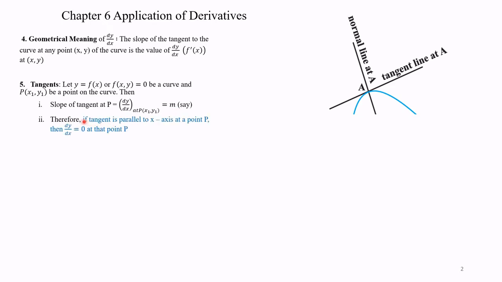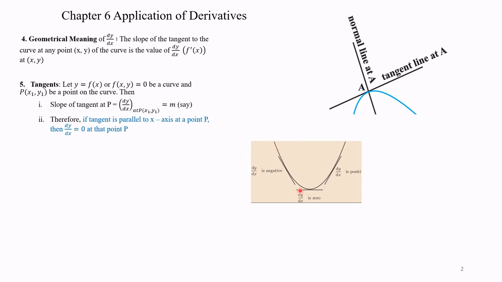Therefore, if the tangent is parallel to the x-axis at point P, then dy by dx is equal to 0 at that point. Or we can say, if in the given equation it is proved that dy by dx is equal to 0, then the tangent line is parallel to the x-axis. Here you can see different cases of tangents.